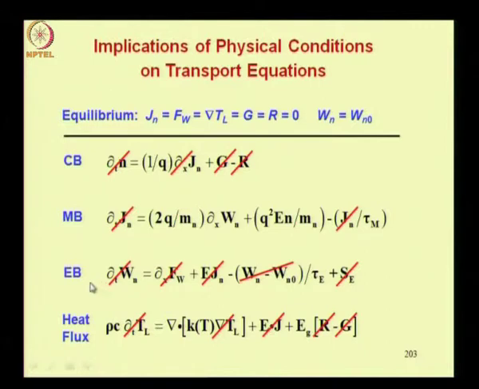Similarly, you find the energy balance equation also, all terms are becoming 0, and same thing about the heat flux. However, it is interesting to note for the momentum balance equations there are two terms which are non-zero here, while Jn by tau m goes to 0 because Jn is 0, and the left hand side is also 0 because time derivatives are absent.